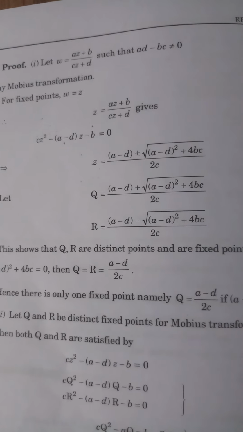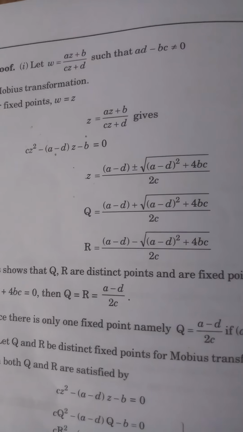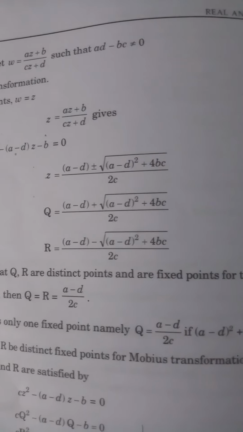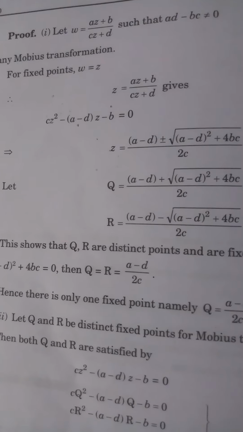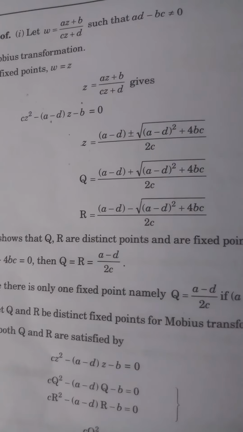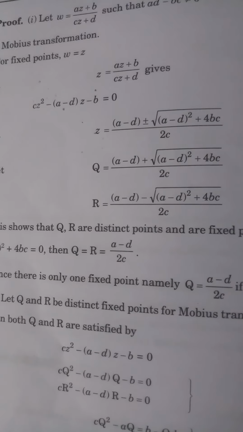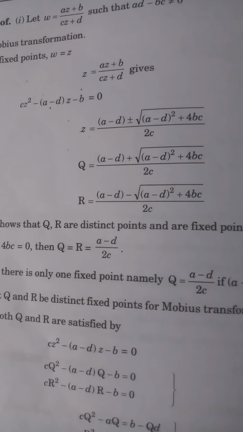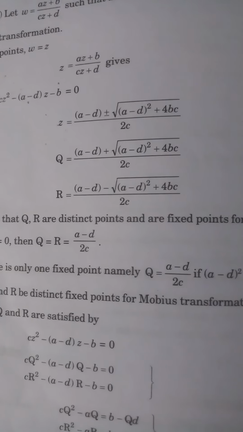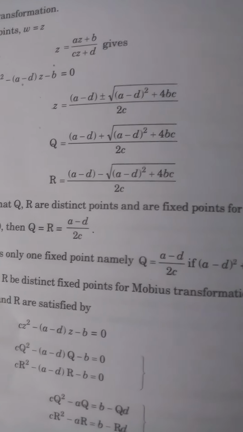Okay. So w equal to (a z plus b) by (c z plus d) such that ad minus bc not equal to 0 be any Mobius transformation. For fixed points, w equal to z equal to (a z plus b) divided by (c z plus d) gives c z squared minus (a minus d) z minus b equal to 0. This is quadratic in z.